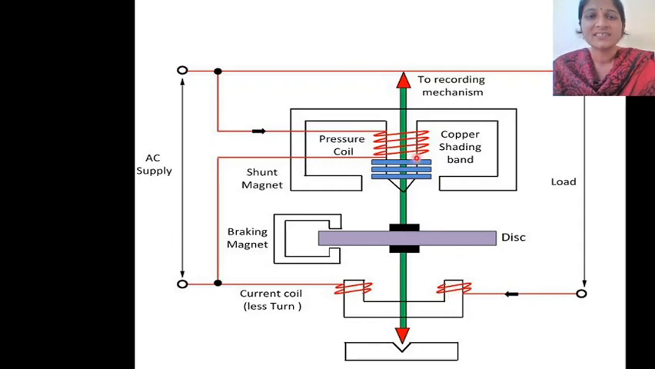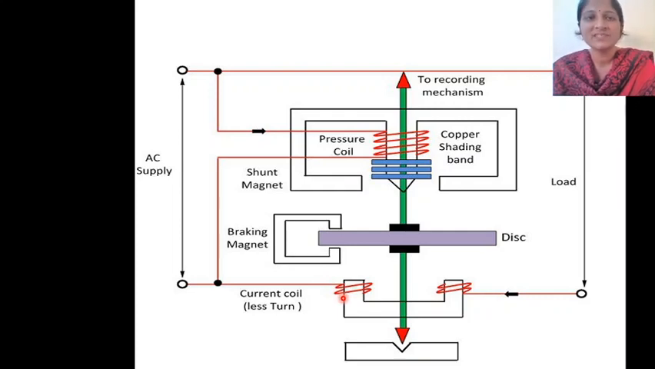So here there is a shunt magnet. On the shunt magnet there is the pressure coil, and here there is a series magnet. On the series magnet there is the current coil. Okay. Now on this shunt magnet, on this limb, there are these bands. You can observe these three blue color bands. These are nothing but shading bands. I will tell you after completing the construction what is the purpose of this. So this is about the two magnets. This is the driving system of the energy meter.